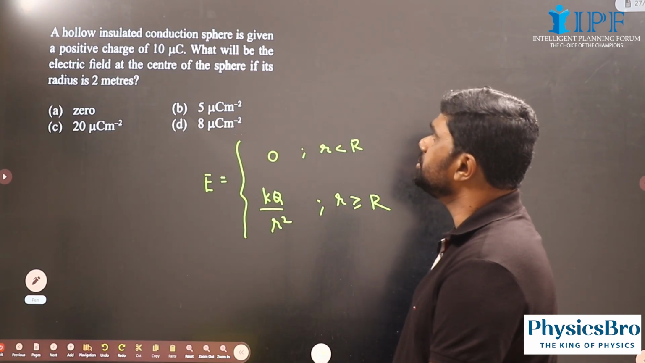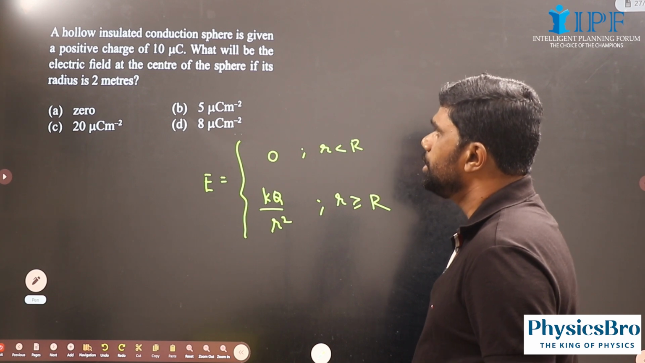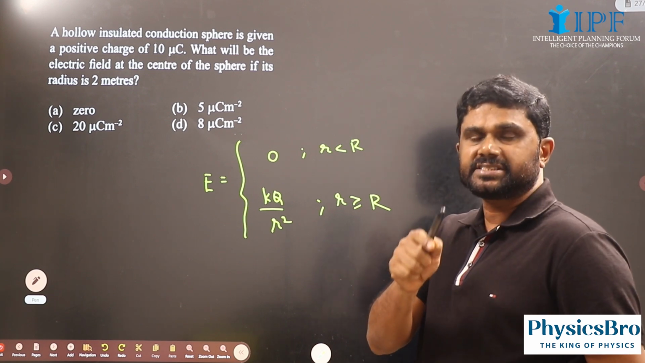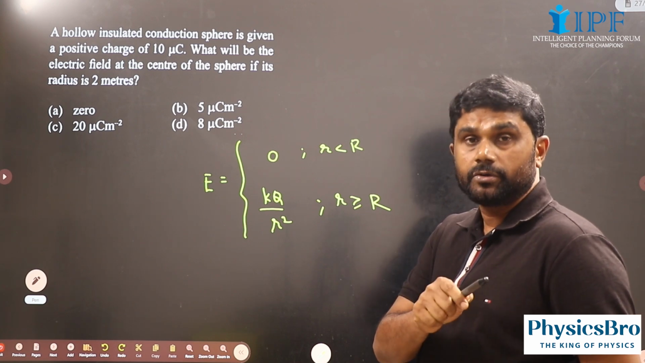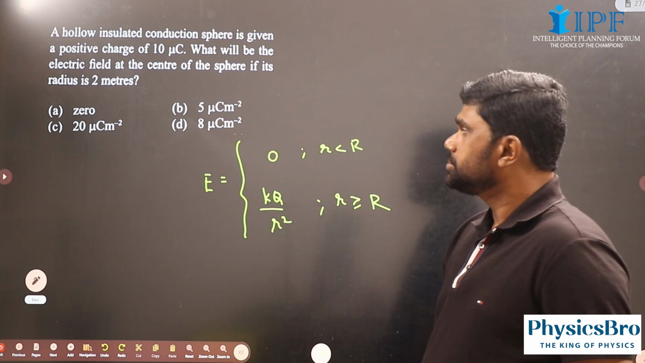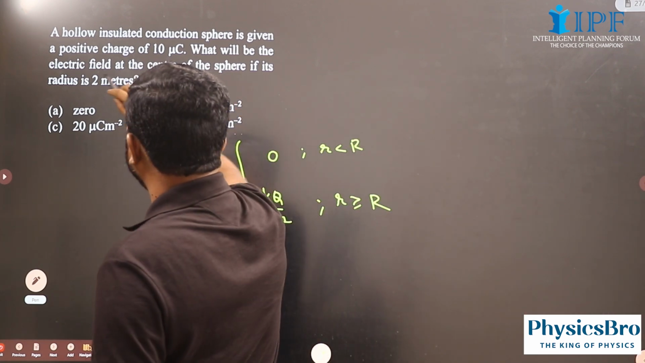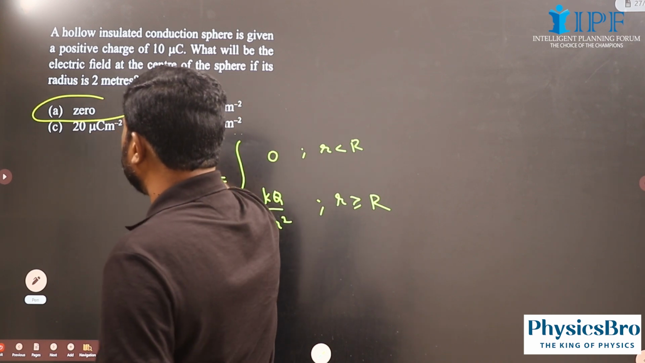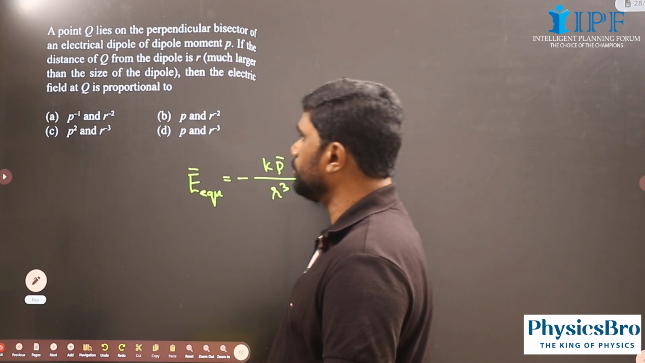See, a hollow insulated conducting sphere is given a positive charge of 10 microcoulomb. What will be the electric field at the center of the sphere? See, inside a spherical shell, the intensity of electric field is 0, everywhere inside. What will be the electric field at the center of the sphere if its radius is 2 meters? It is independent of the radius, at the center it will be 0.